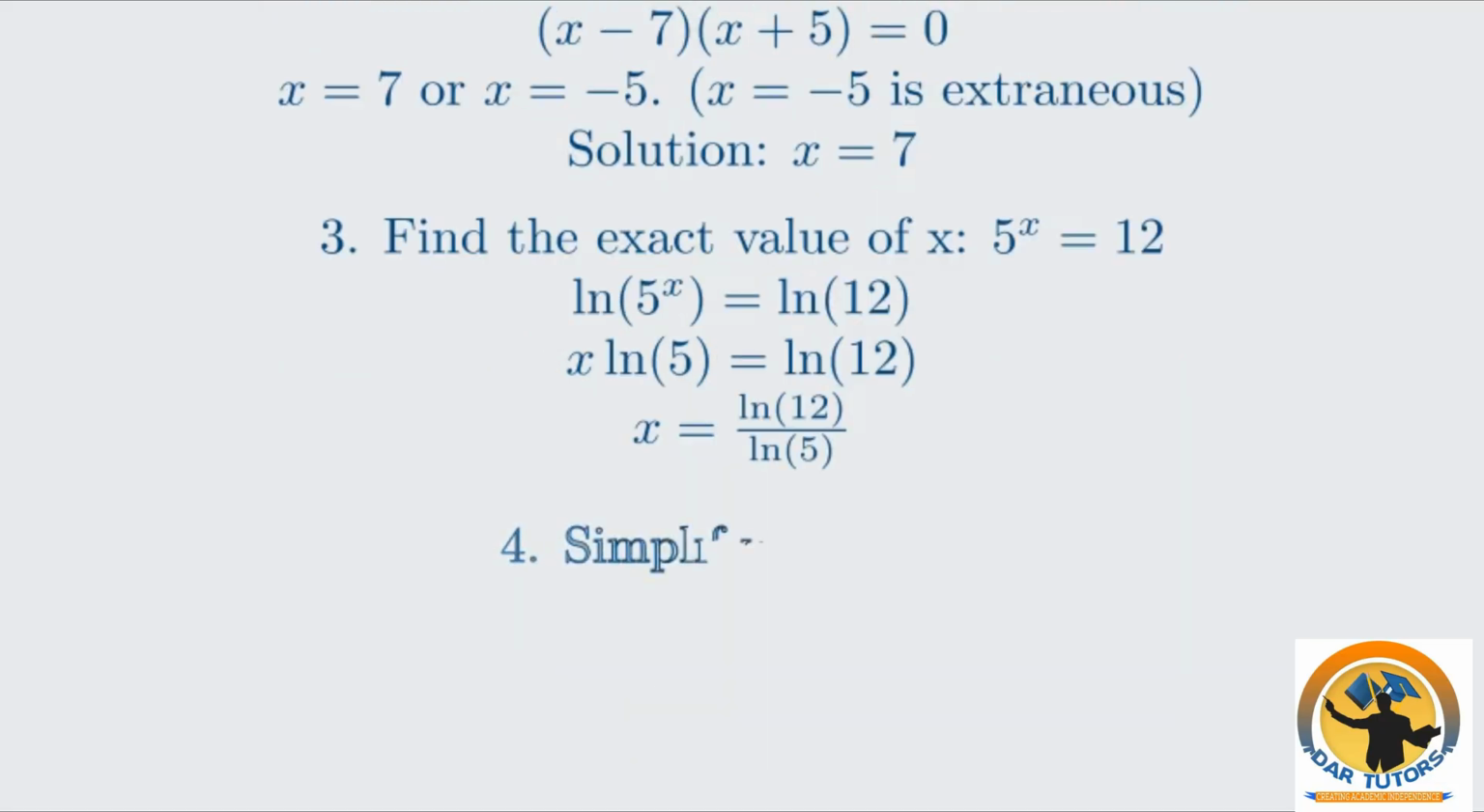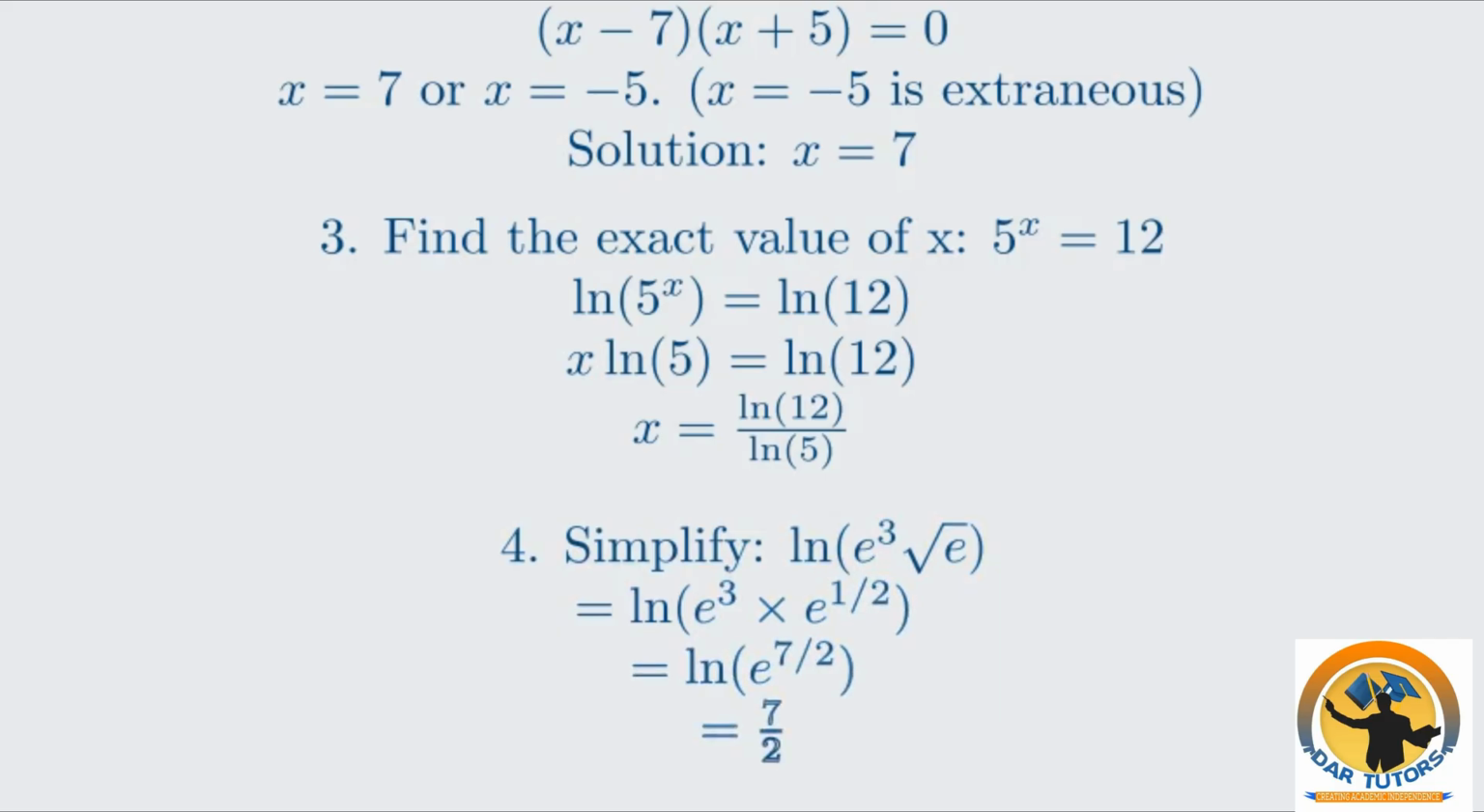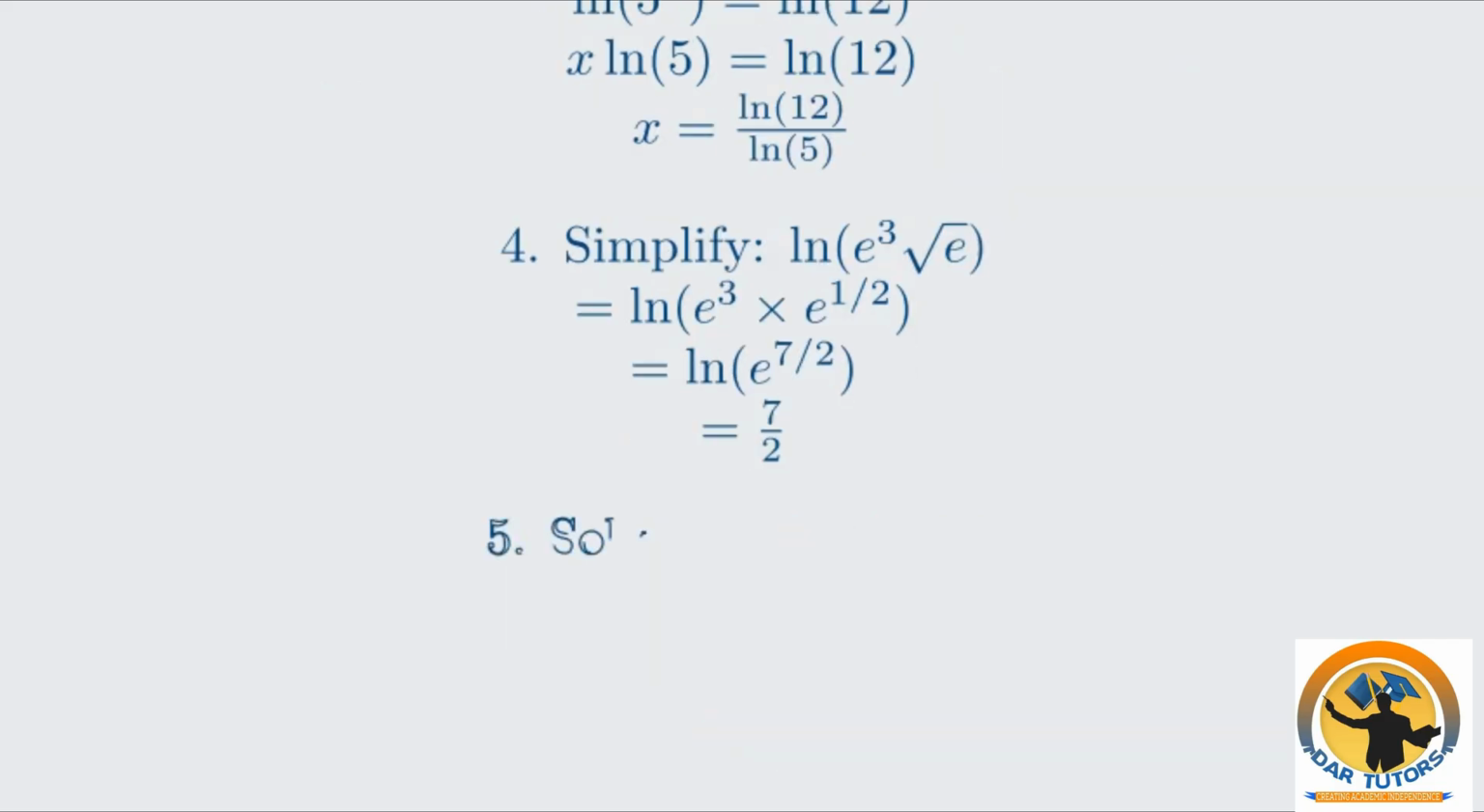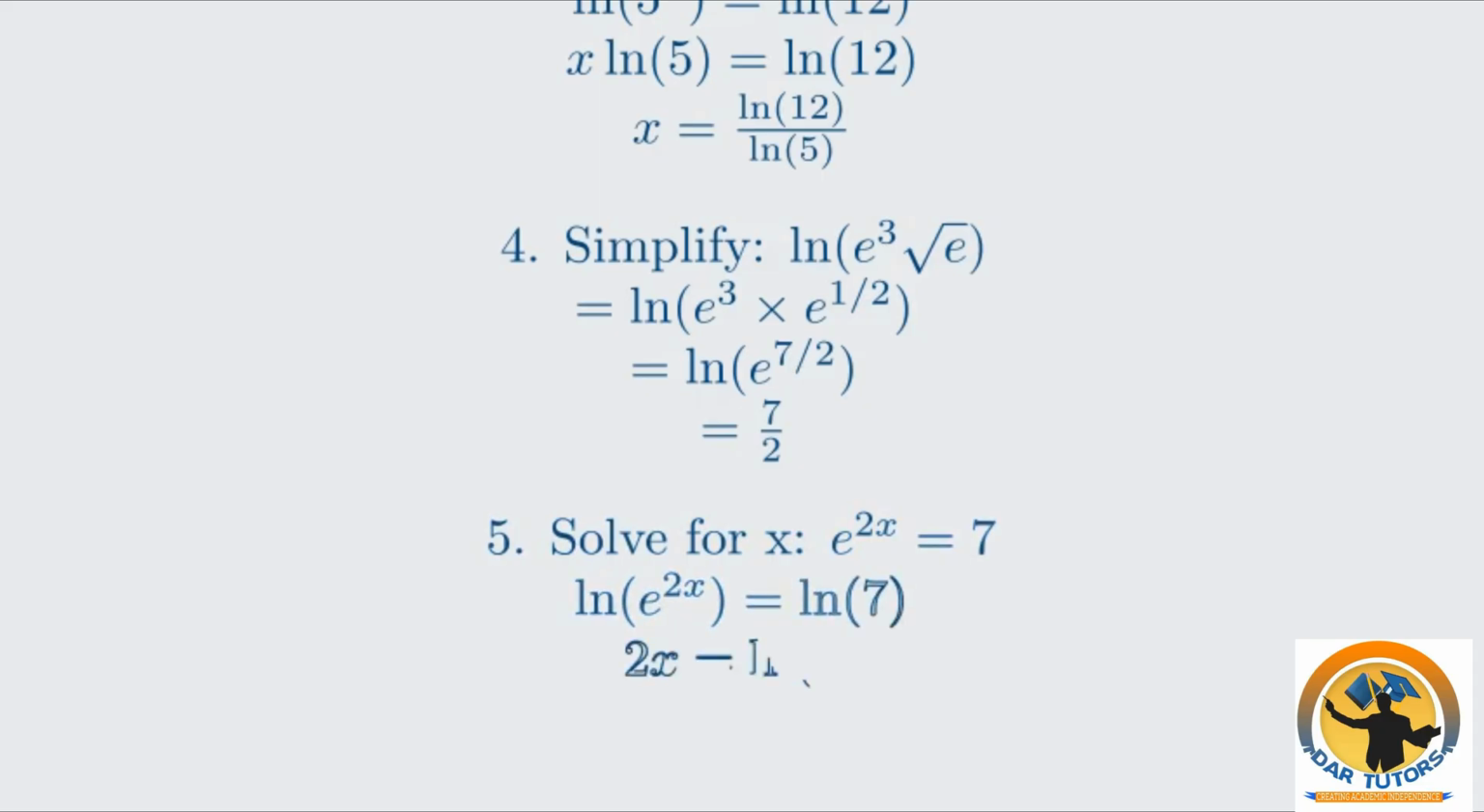For question 4, we rewrite the expression with a single exponent, then use the inverse property of the natural logarithm to get the answer 7 over 2. And for question 5, we take the natural logarithm of both sides, use the inverse property, and solve for x to get the exact answer. X equals ln 7 over 2.